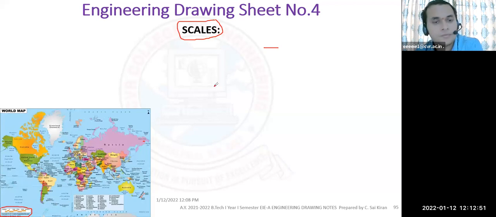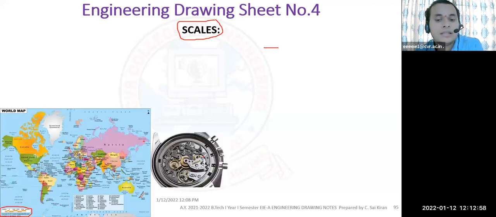And if you want to draw very small objects, such as gears in a watch, if you see any mechanical watch, there is a small gear-like structure. This gear-like structure has teeth, gear teeth. These gear teeth are very small, such as 0.2 mm, 0.1 mm. If you want to draw 0.2 mm or 0.1 mm, it will be just like a point on your drawing sheet. So what we do is enlarge. The numerator will be more and the denominator will be less. We make it twice the dimension, thrice the dimension. Then we can draw.